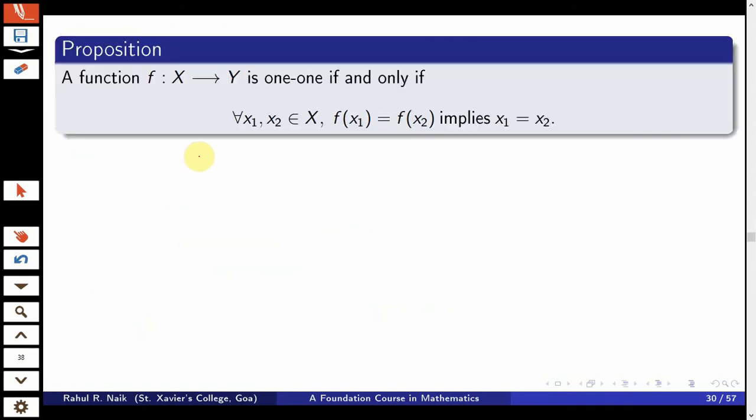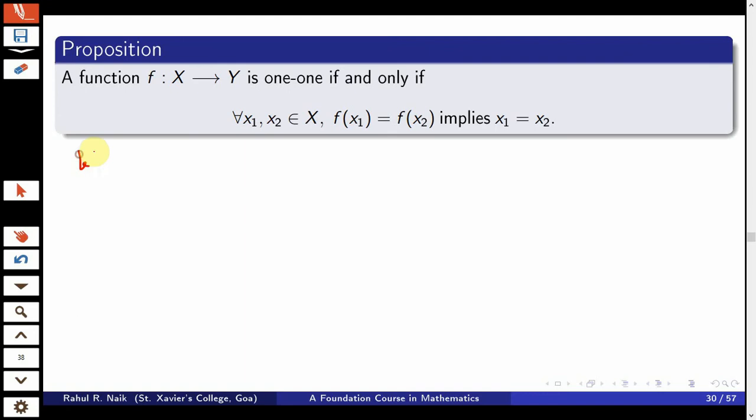So a very important proposition, in fact it is the same as the definition, says that the function f from X to Y is 1-1 if and only if for any x1, x2 in X, f of x1 equal to f of x2 implies x1 is equal to x2. That is, whenever the images of any 2 points are the same, this should imply that x1 is equal to x2 if the function f is 1-1. So that is straightforward from the definition of the function being 1-1.